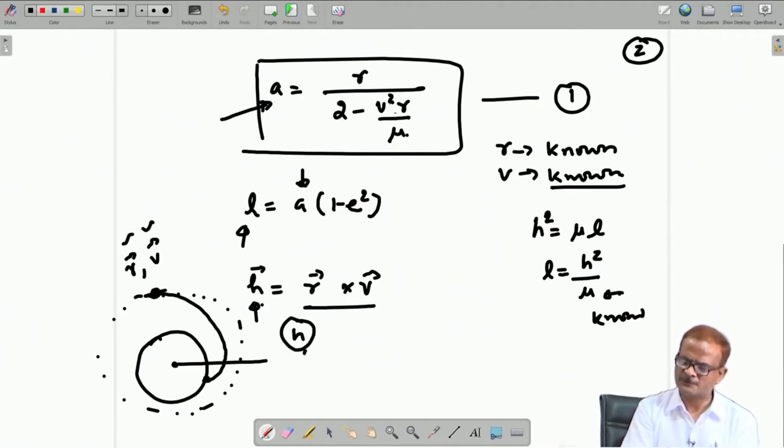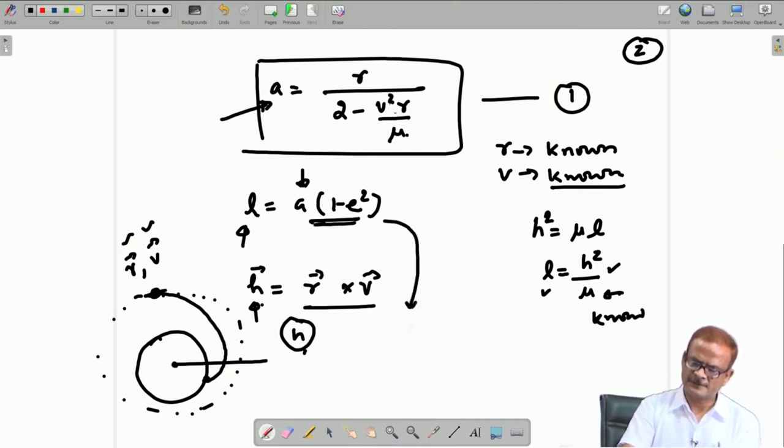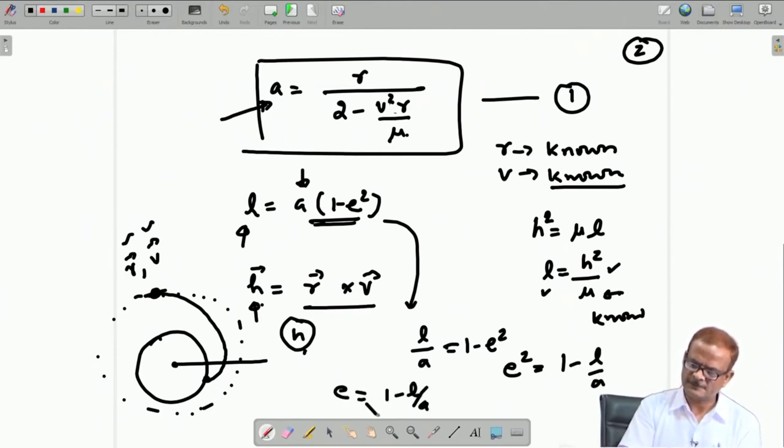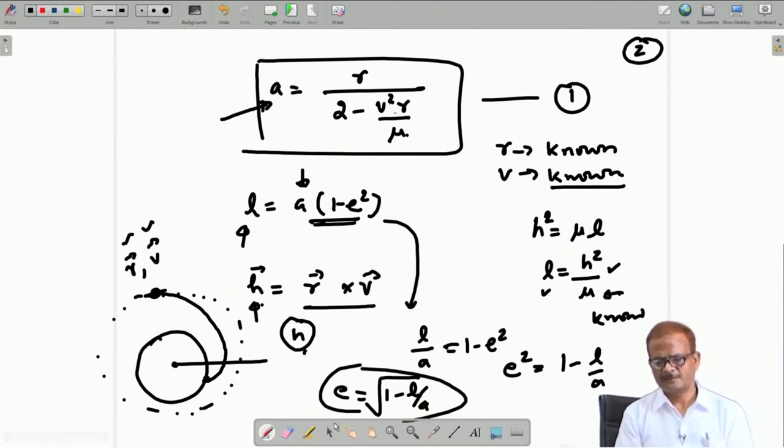The h magnitude becomes known, you can insert it here, l will be known, and therefore from here e can be computed as l by a equal to 1 minus e square, or e square equal to 1 minus l by a, or e equal to square root of 1 minus l by a. So, this way we can also compute it, but I will show it through another way, which will be used more frequently than this.